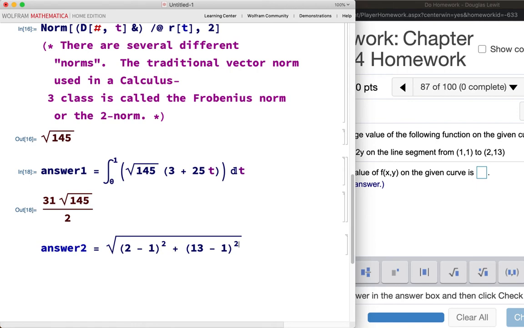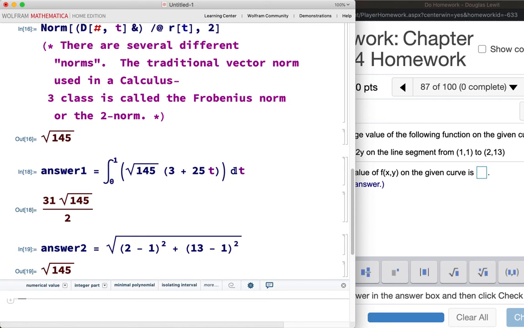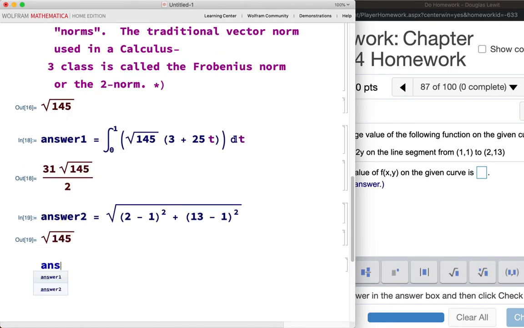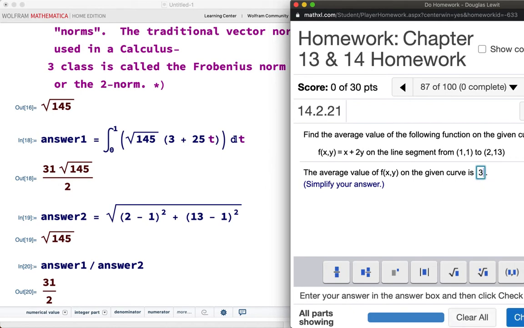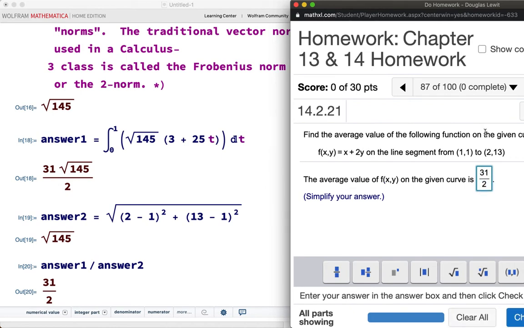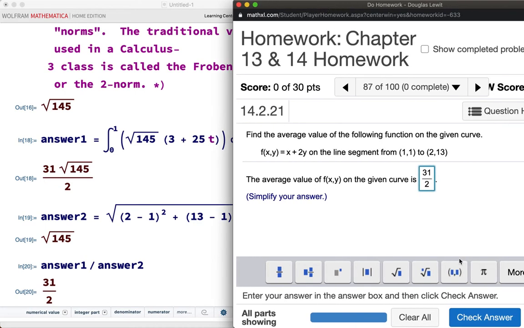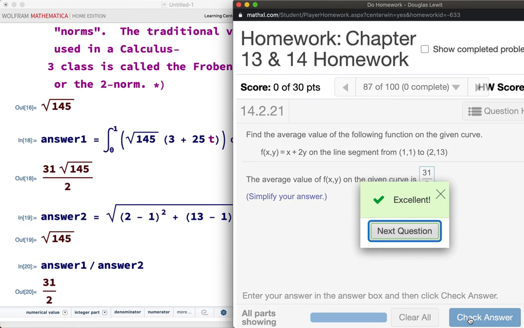So here I'm finding the length of the line segment. That's the square root of 145. Then I simply take answer 1 divided by answer 2, and I get 31 halves, 31 over 2. Okay. Not so bad, right? Next question.